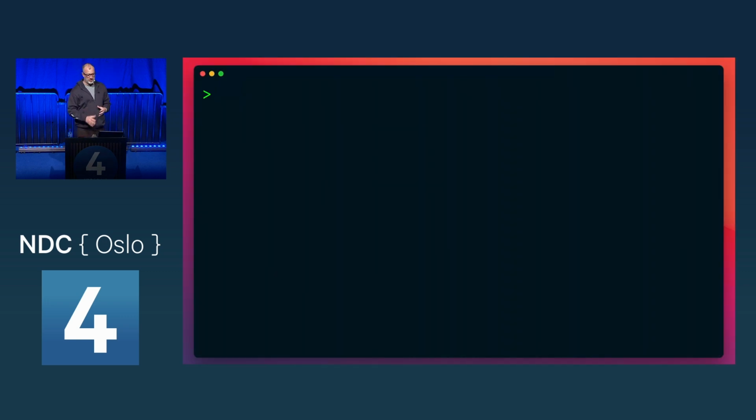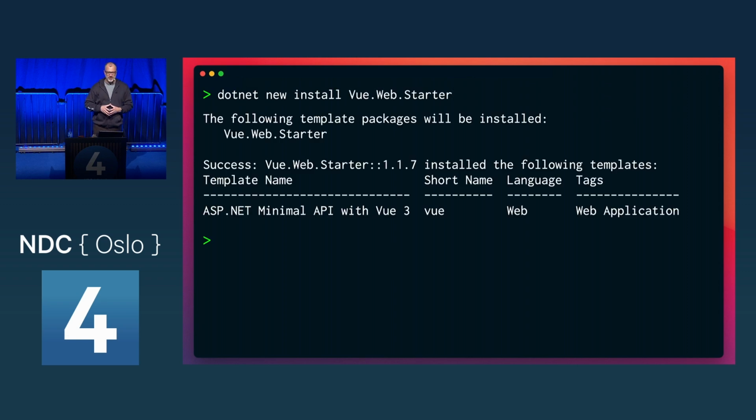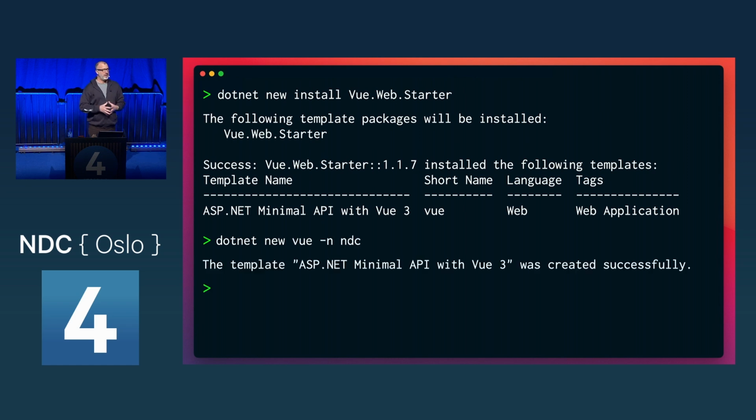If you want to play along, you certainly can. If you're sitting there and you have your computer and you're like, well, I want to see what this guy's talking about, you can install this template right now if you do this command, .NET new install vue.web.starter. It's up on NuGet. Your version's not going to be 1.17. It'll be something different. And if you want to then create a brand new Vue application, you can now do .NET new Vue. And then this will create it in a directory called NDC.